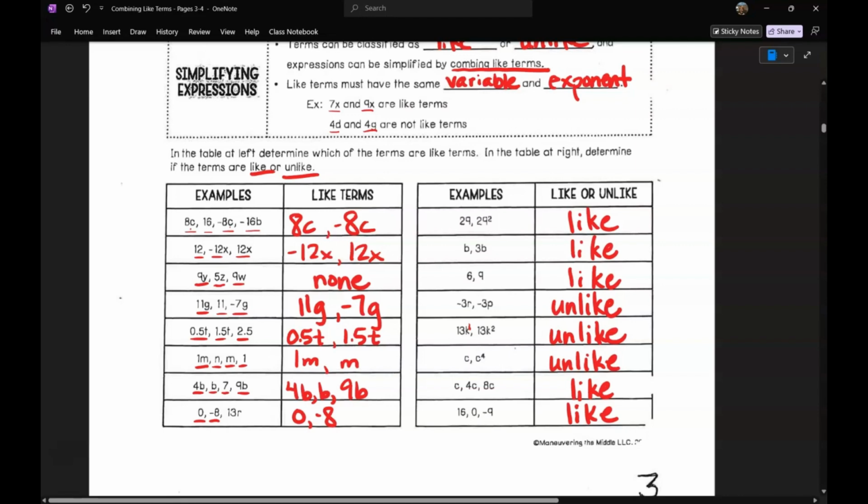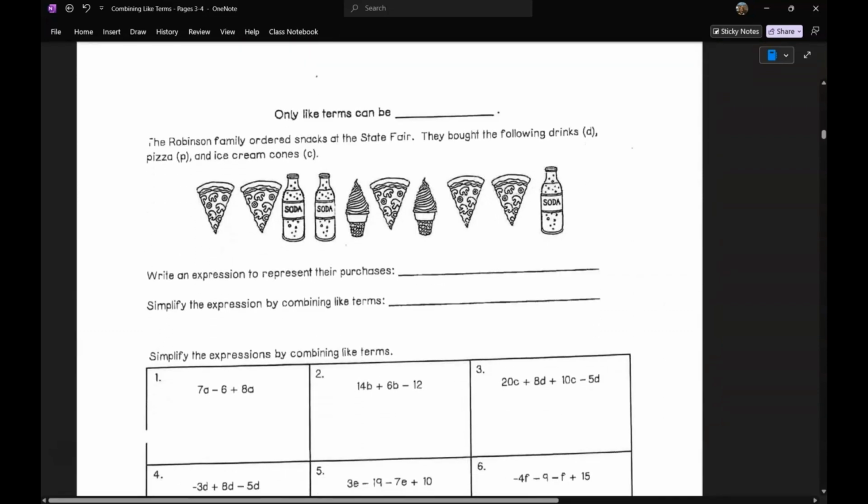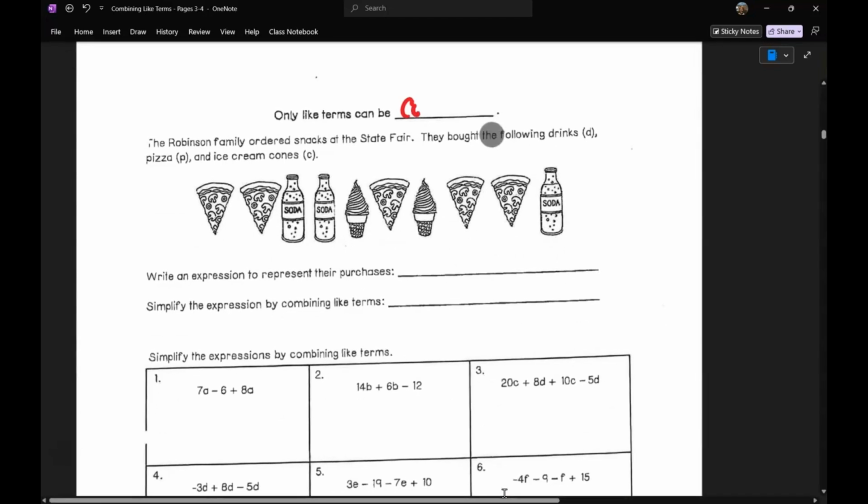So our 2 big rules: they have to have the same variable and they have to have the same exponent. Let's keep going to the next page. Only like terms can be combined or added.